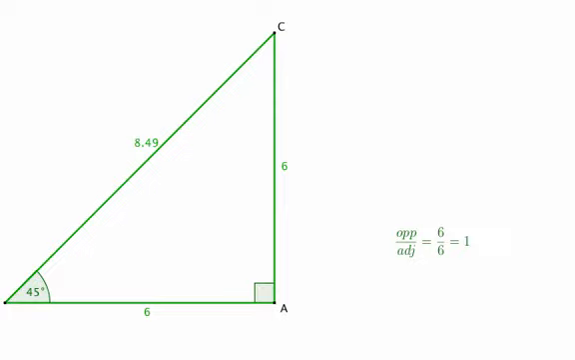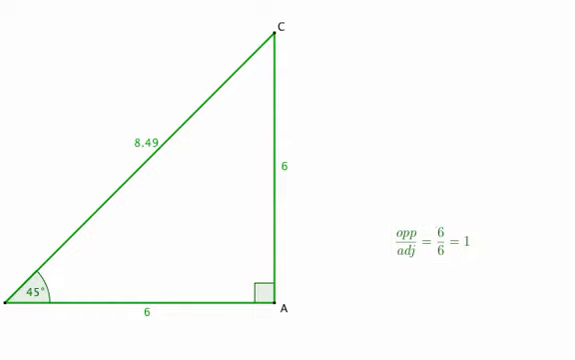Hopefully you can see, if that's 6 and that's 6, that makes this an isosceles triangle, which means that must be 45 degrees. 90, 45 and 45 make 180. So if they are both 6, they have an opposite over adjacent ratio there of 1, and therefore the angle is 45.